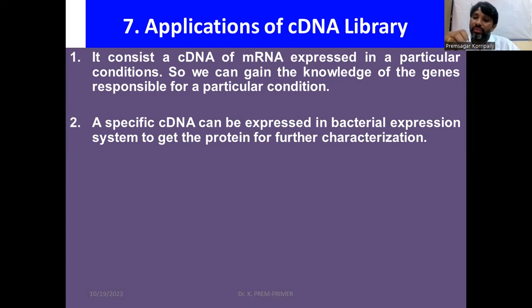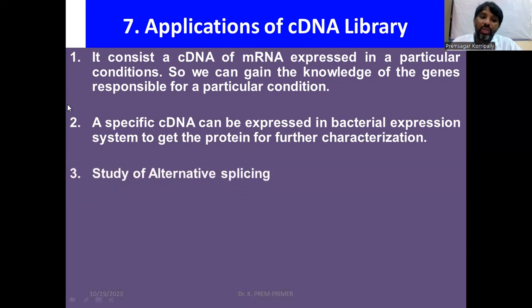Human insulin produced in bacteria is a recombinant insulin, right? Next, study of alternative splicing. One gene can encode two mRNAs, right? So when you isolate mRNA, convert it to cDNA and go for sequencing, you'll know that a gene is able to give two mRNAs. That is possible with cDNA library construction.